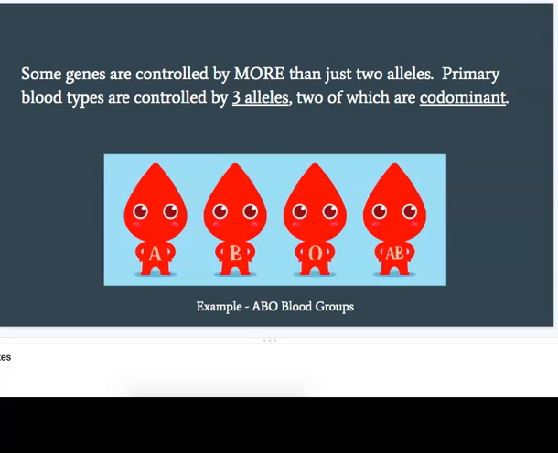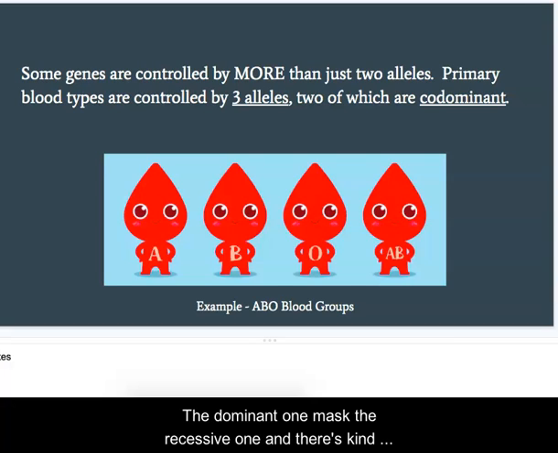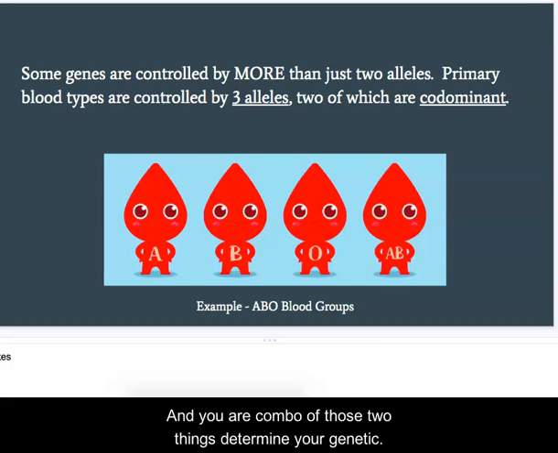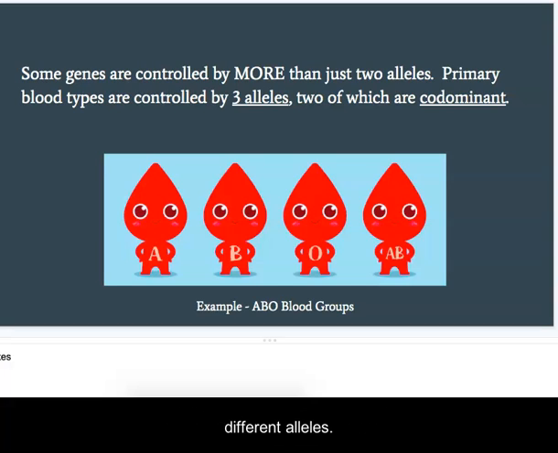And the dominant one masks the recessive one, and there's only 2 options. Your combo of those 2 things determines your genetics. But some genes are controlled by more than just 2 choices. For example, blood types are actually controlled by 3 different alleles.